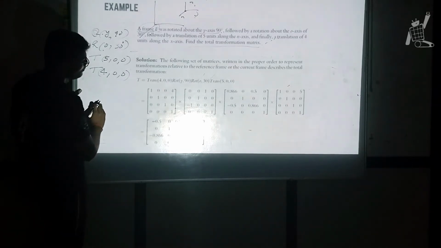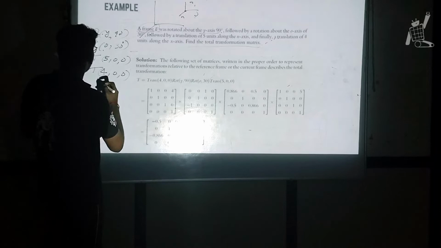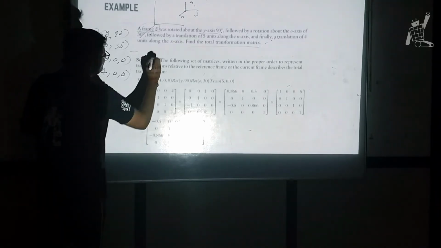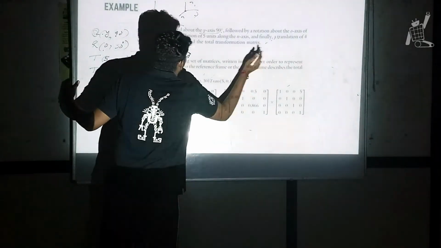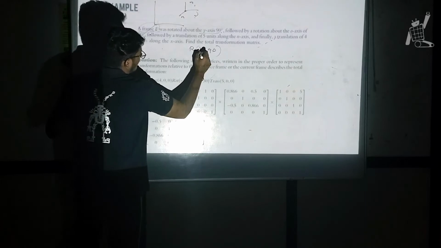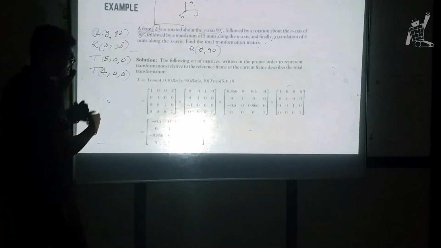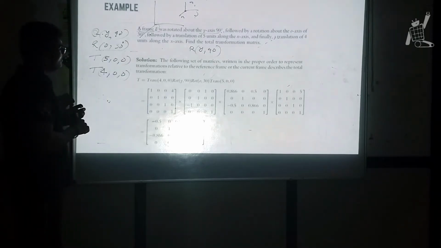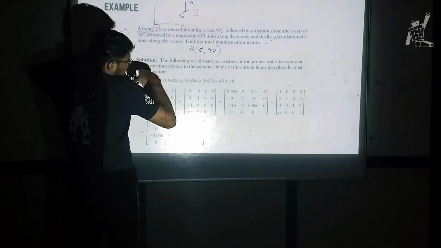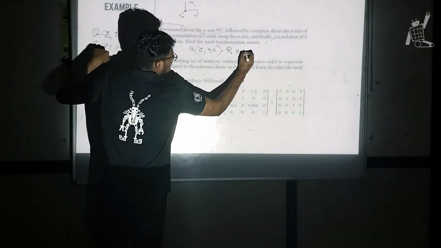So first transformation is the rotation with respect to the y-axis 90 degrees. So I wrote it like that as well. Next will be rotation about the o-axis, so it will get post-multiplied. So rotation about o-axis 30 degrees.